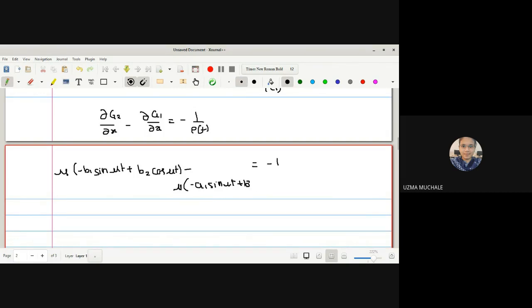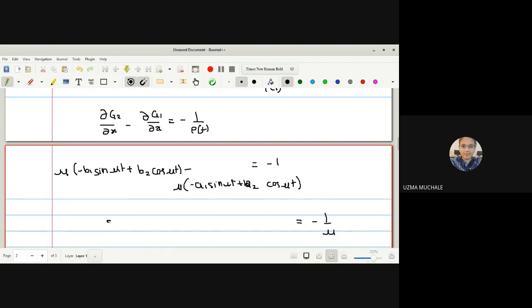Minus a1 sin mu t plus a2 cos mu t is equal to minus 1. Okay, now we can collect the terms. That means we will collect the terms with sin mu t and cos mu t. And this 1 upon mu we can write on RHS, and hence we can write this as minus 1 upon mu.